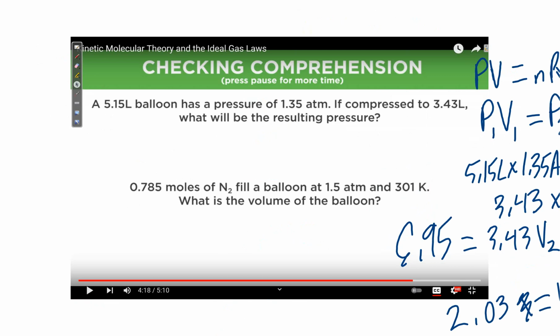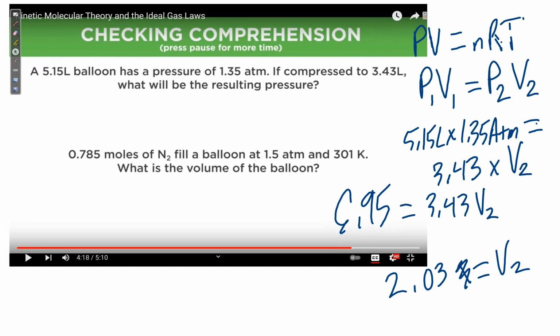Alright, here's another gas law question from a video by Professor Dave. It says a 5.15 liter balloon has a pressure of 1.35 atmospheres. If compressed from 5.15 to 3.43 liters, what will be the resulting pressure? Now, pressure and volume are an inverse relationship. As one goes up, the other goes down. So I'm decreasing volume, that means pressure should increase.